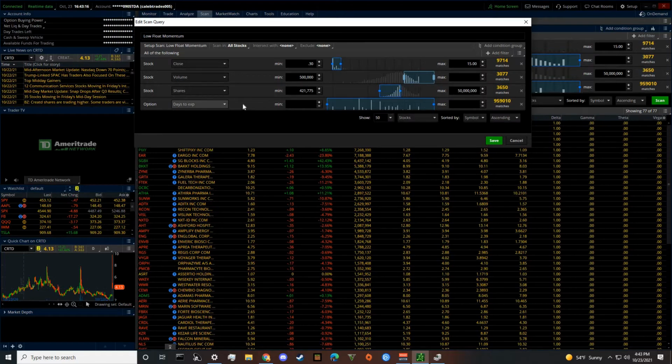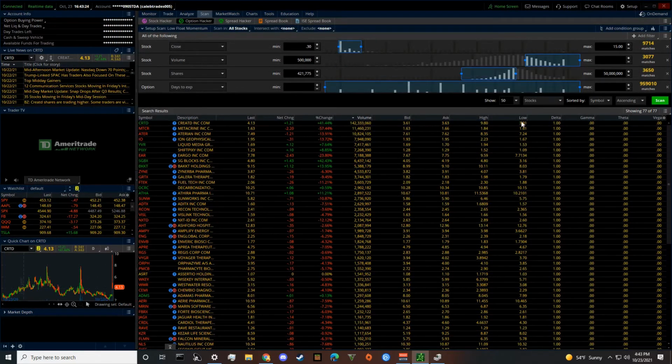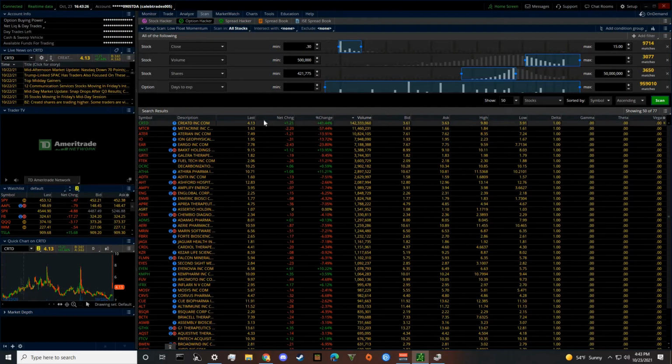And my last parameter here is to just filter stocks that are optionable, and I've got that saved, and it's ran here, and you can see this, the top stock here was CRTD. So a little bit of the numbers behind CRTD. They had a news catalyst with a TikToker apparently, but their volume yesterday was quite insane, 142 million.